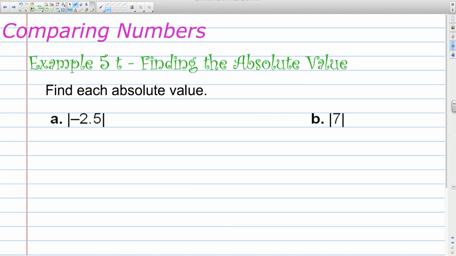Example 5T, finding the absolute value. Take 2. Action.